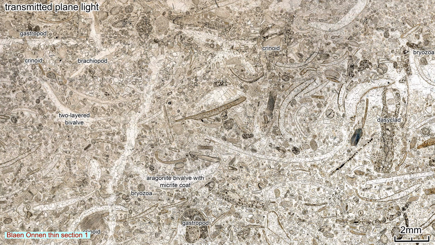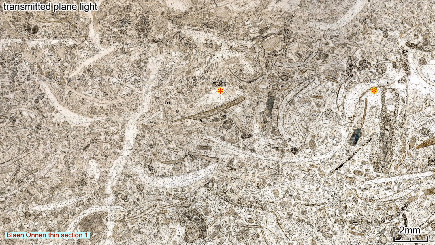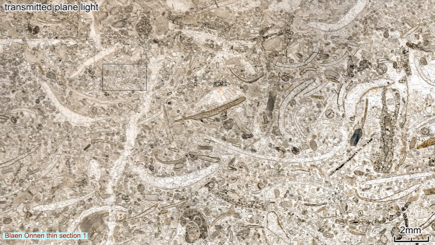The large curved shells by the red asterisks sheltered areas beneath them from the rain of small grains that occurred during deposition. The boxed area, upper left, is now enlarged for closer examination.